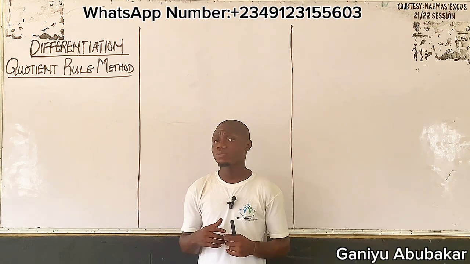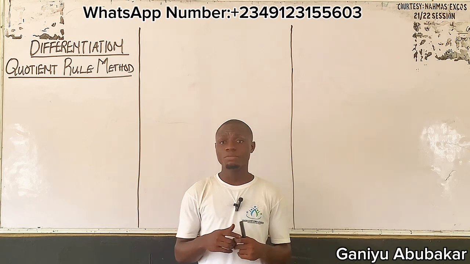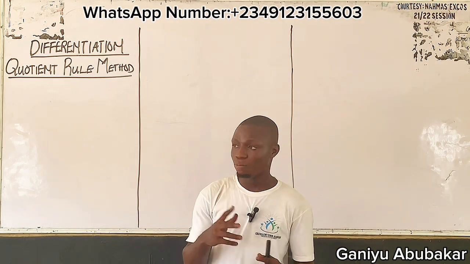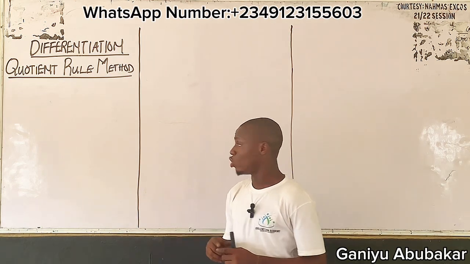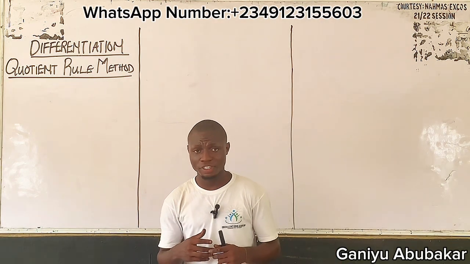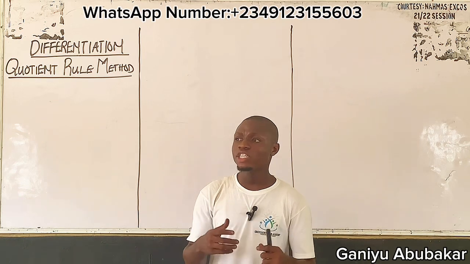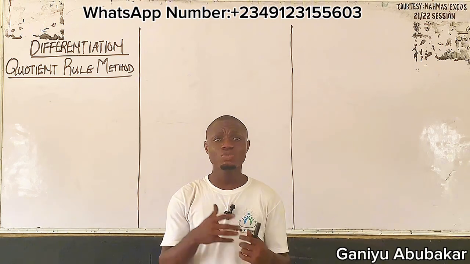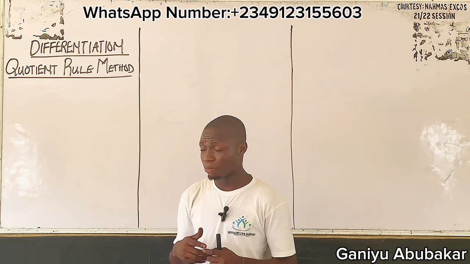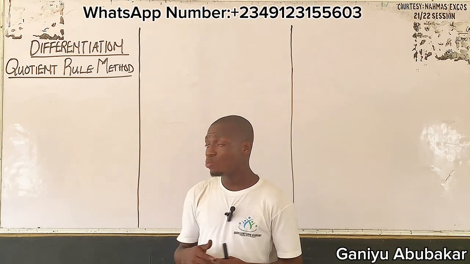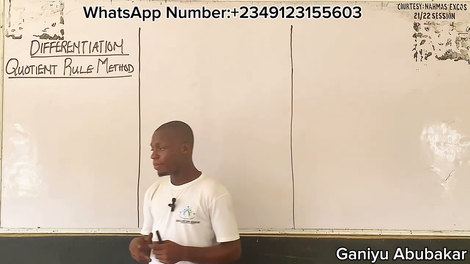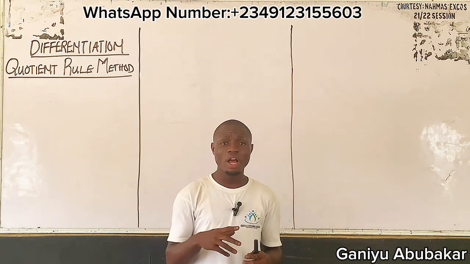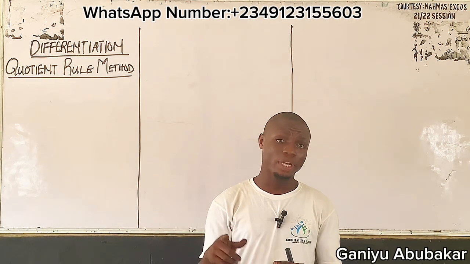For this class, we'll look at the fifth method of differentiation, called the quotient rule method of differentiation. Let's look at how the quotient rule method of differentiation works. For the quotient rule, a variable and another will be dividing each other.